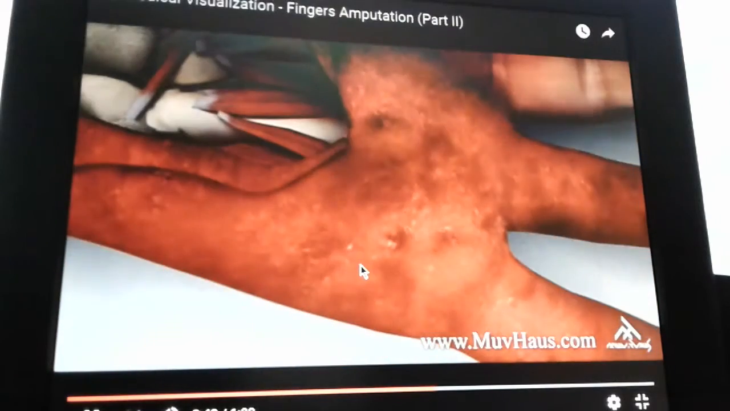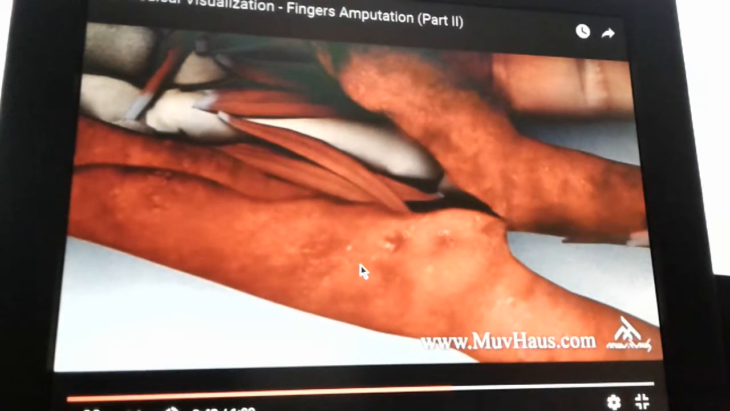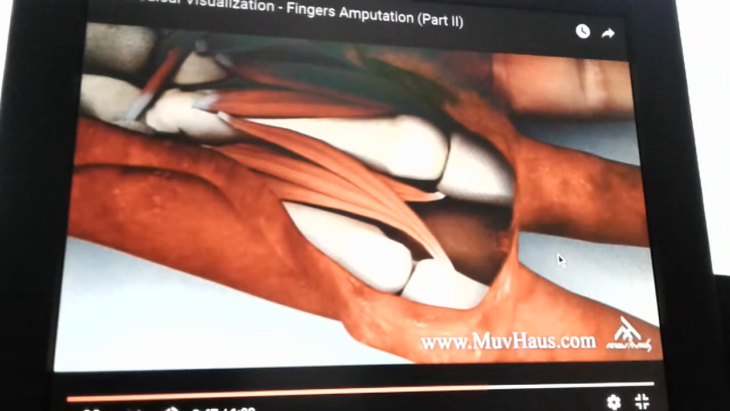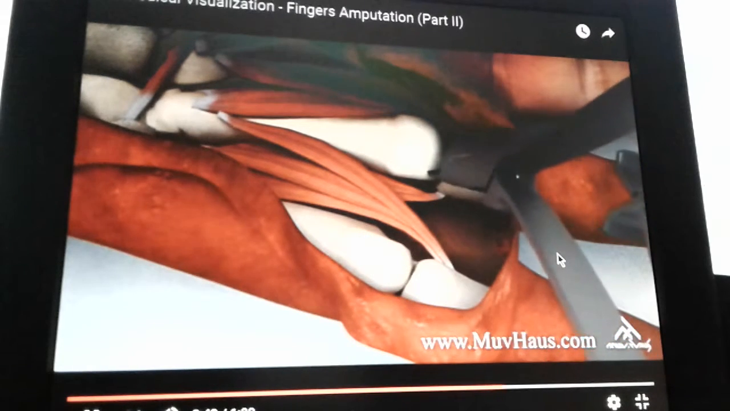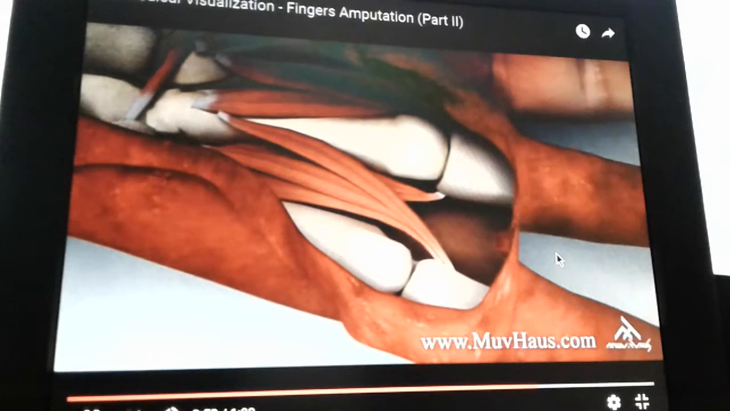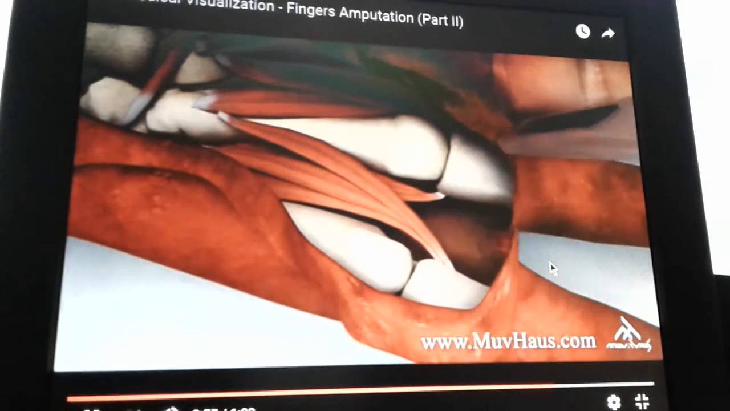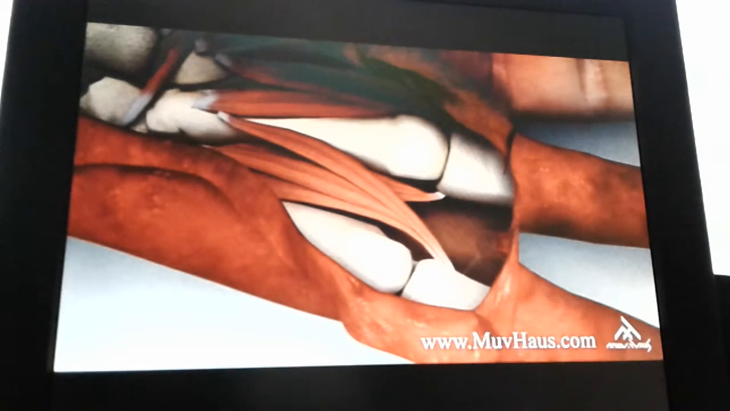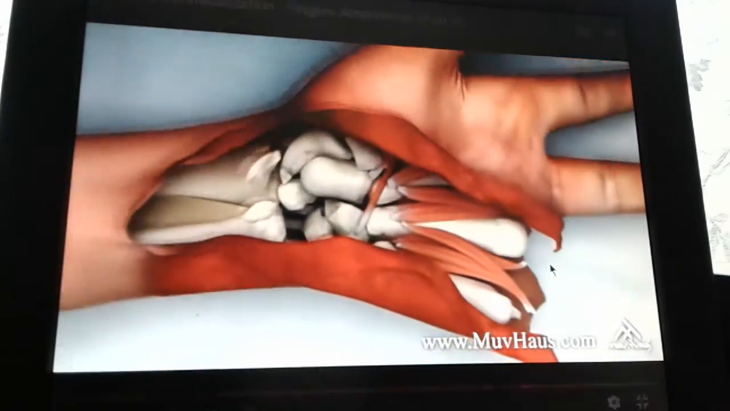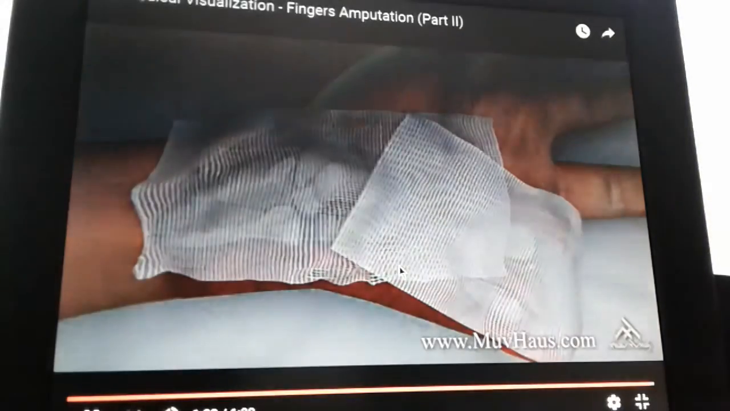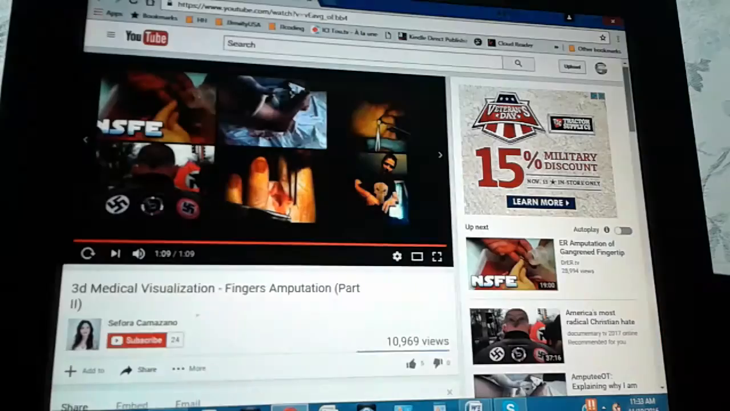And then they're going to cut a bit even further to expose the inside of the hand, and also cut around those bones. There you go, that's the amputation. They're cutting that off, and they put gauze on it so that it heals. That's the way it's done. Okay, thank you.